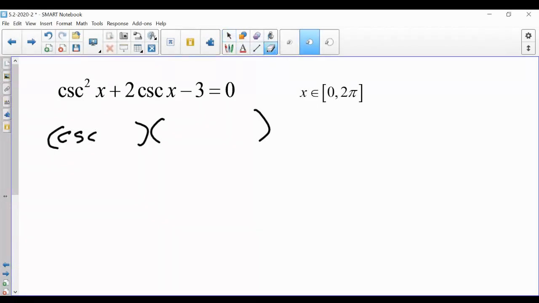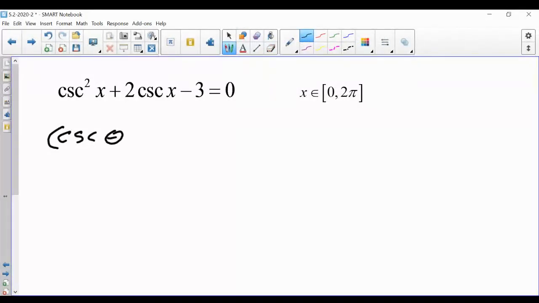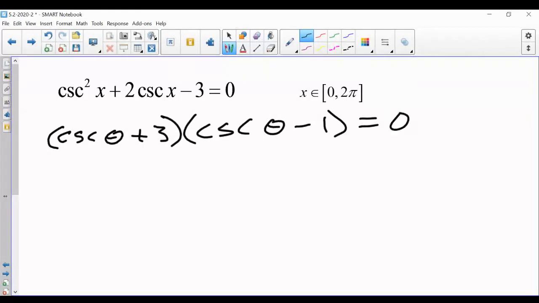Let me give myself a little bit more room here. I'm going to use theta because the x and the theta are kind of getting in the way a little bit. So I'm going to use cosecant of theta plus 3 in the first factor, and in the second one, cosecant of theta minus 1 equals 0.